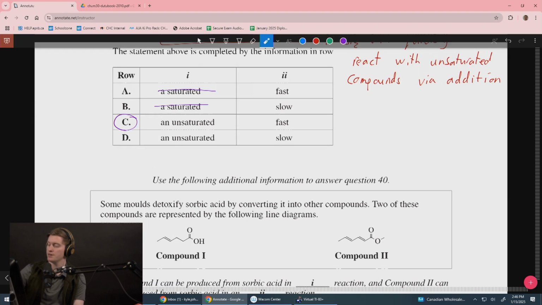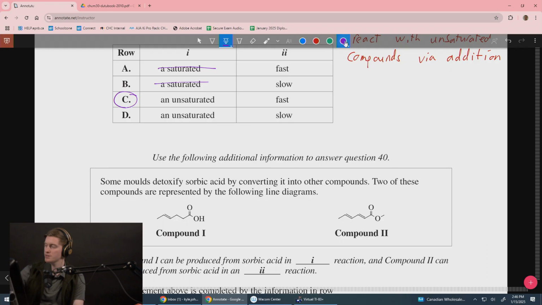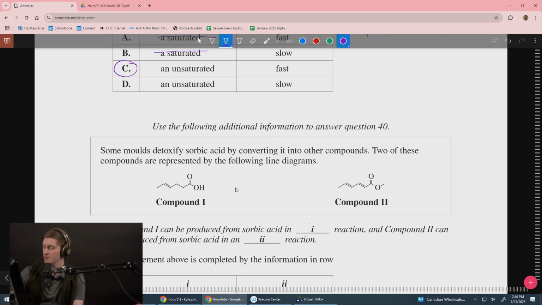Well, the difference between compound 1 and sorbic acid, we'll redraw that sorbic acid in here from above. The difference between compound 1 and sorbic acid is that we have one less double bond, which means that we had to add something to the double bond. We had an addition to the double bond. That's how we would get from this sorbic acid to compound 1.